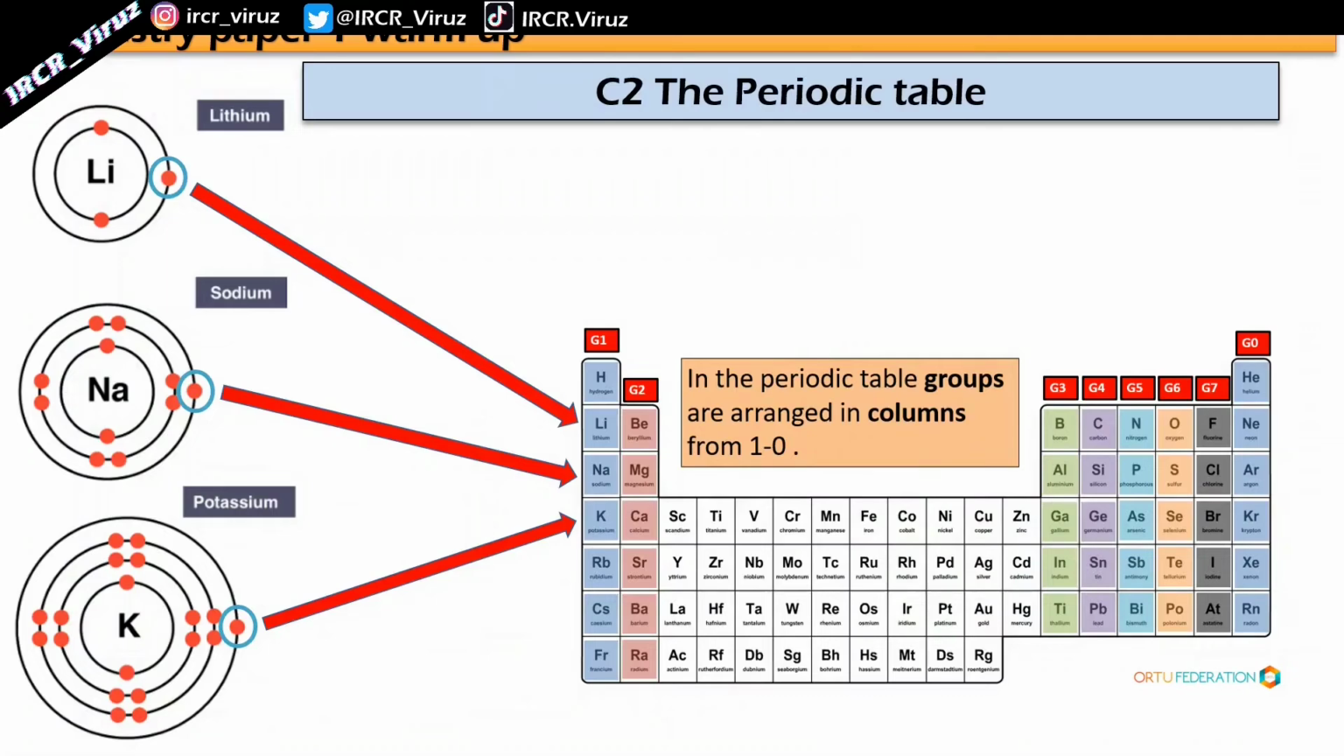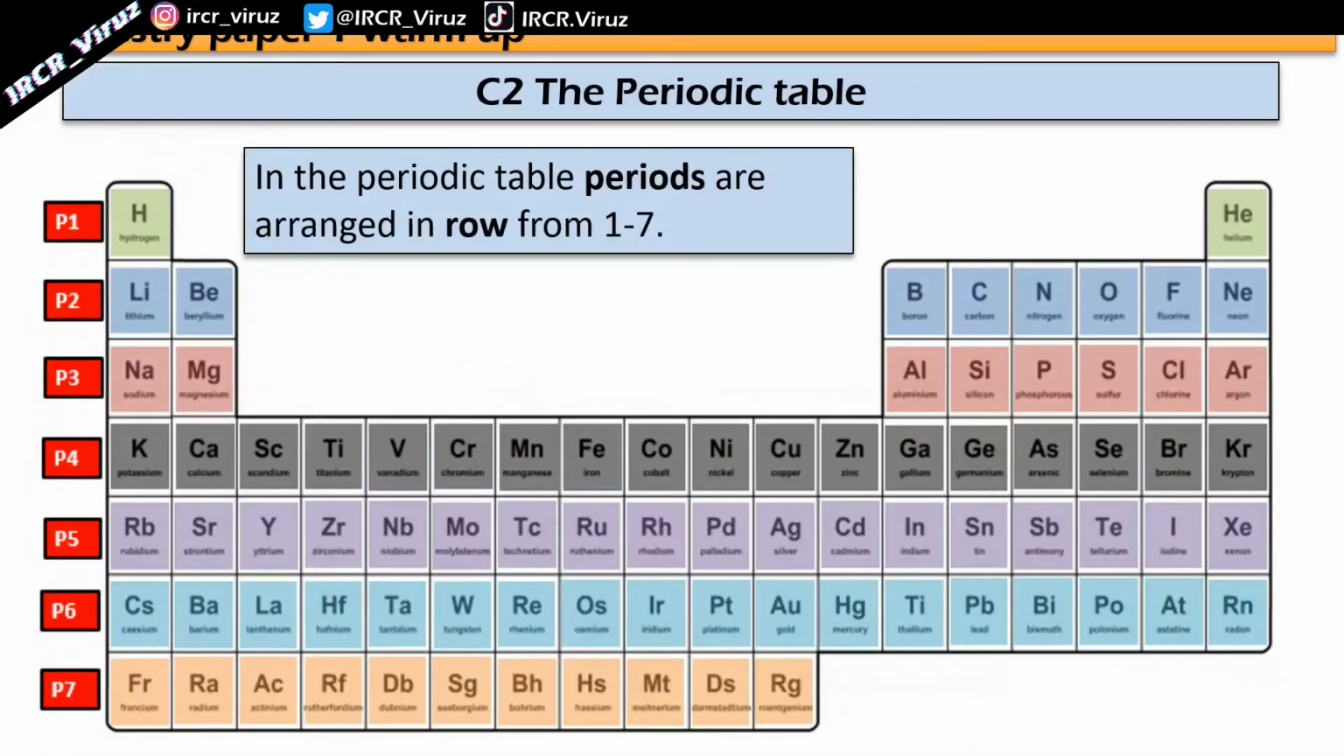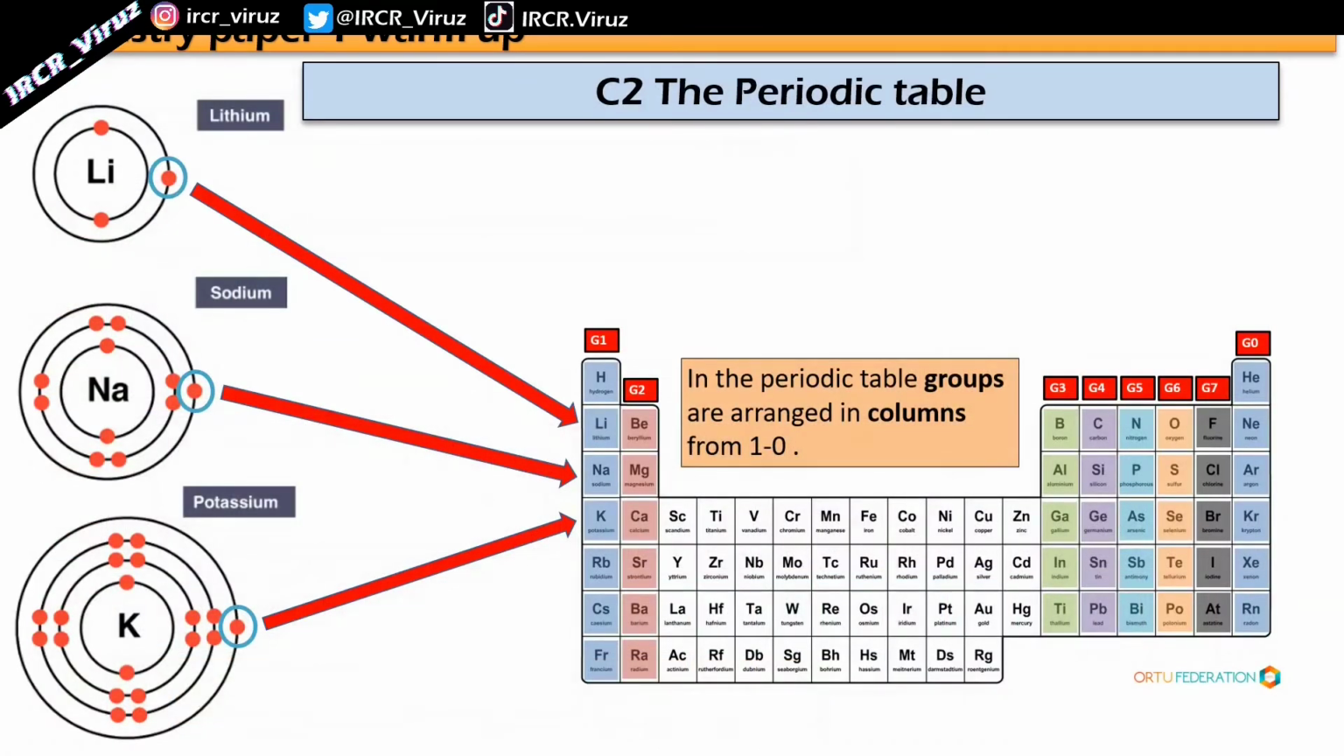So we also have here that in the periodic table, the elements are arranged in groups depending on the number of electrons in the outermost shell. So for instance, over here we have lithium in group 1, it only has 1 electron in its outer shell, sodium 1 electron, and potassium 1 electron as well. So that's why they're all in group 1. Therefore, anything in group 2 should have 2 electrons in the outer shell, group 3 has 3, group 4 has 4, and so on and so forth.